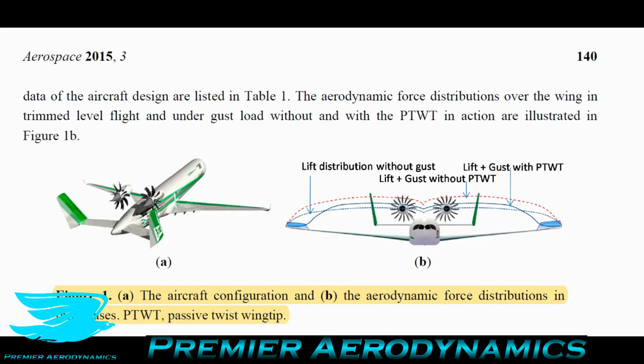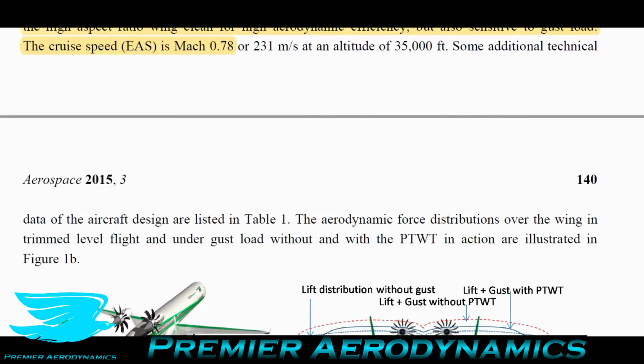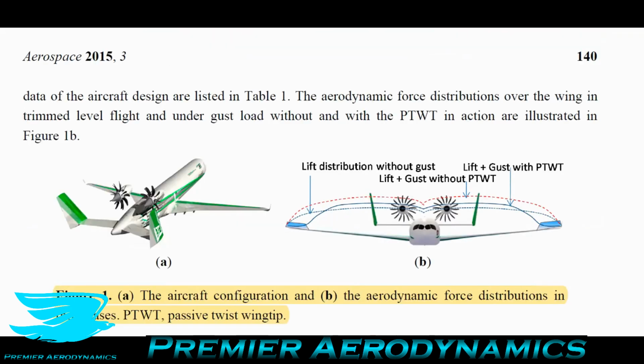So that's one reason why you have sweep, and this aircraft doesn't need it as much, partly because of the lower cruise speed. Now, one cool thing they have here, which you don't see too often, is the lift distribution of this aircraft without gusts, just regularly, with gusts, and then with gusts with the passive twist wingtip. The lift distribution without gusts is fairly continuous, and it tapers off towards the edges, a much more rounded profile. And this means that you probably get a lot more induced drag around the wingtips because you have more lift being produced there.